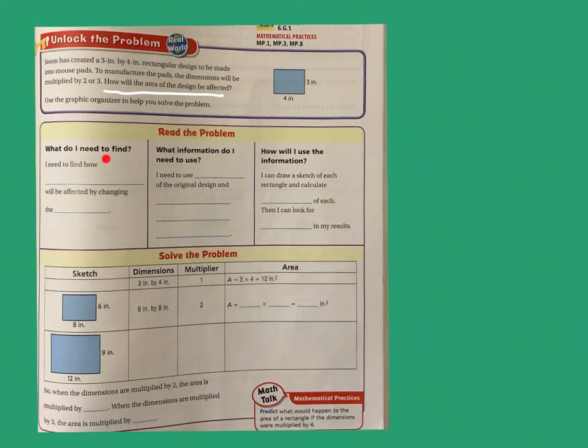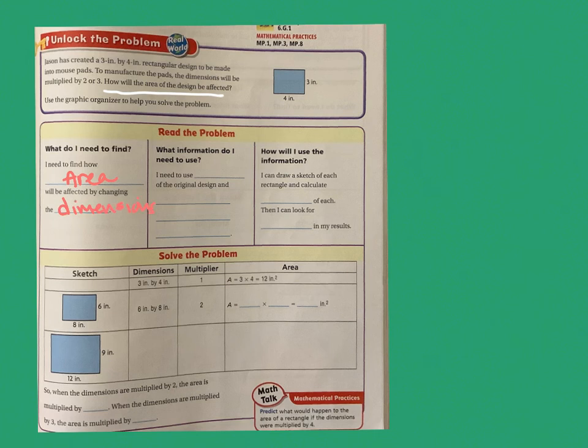So they want us to know, what do I need to find? Now, normally when you get into the lesson, you're just going to get questions like this. You won't get this whole planning session out. Maybe you can do it in your head, or maybe you like having the planning session and you just go ahead and get a piece of paper to allow for planning till your brain gets the hang of things. It's a good thing to do. What do I need to find? I need to find how the area will be affected by changing the dimensions.